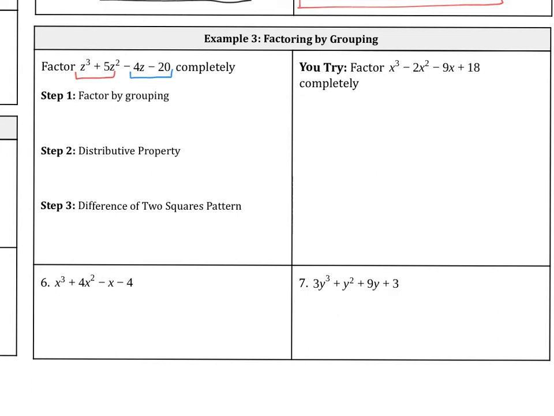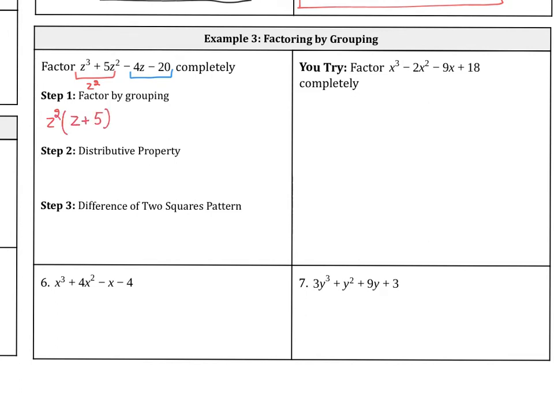Now you're going to factor the GCF or the common monomial for the first group. So the first group is z cubed plus 5z squared. So the common monomial I can see is z squared. So we are going to take out z squared, or divide it by z squared. Inside I'm left with z plus 5.